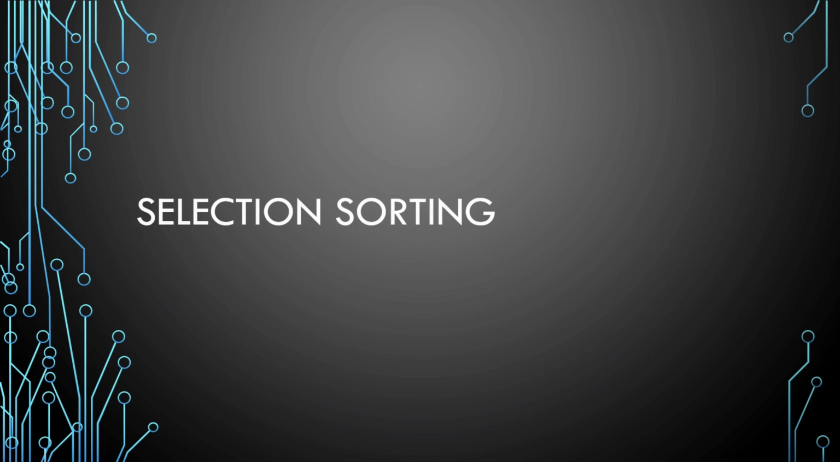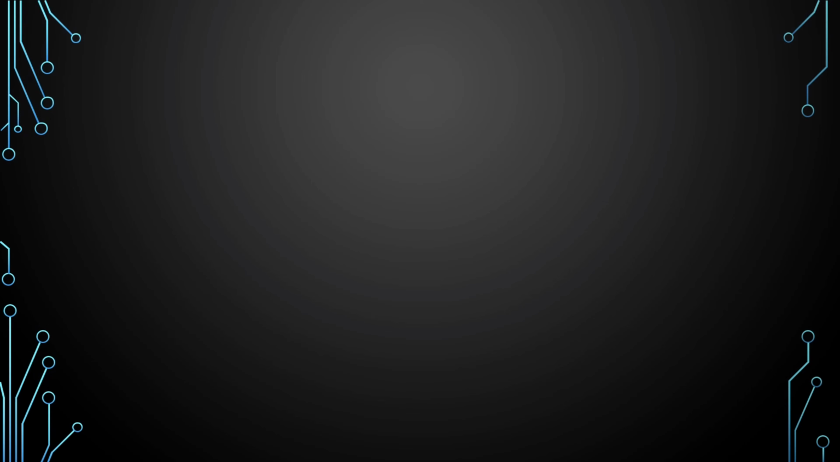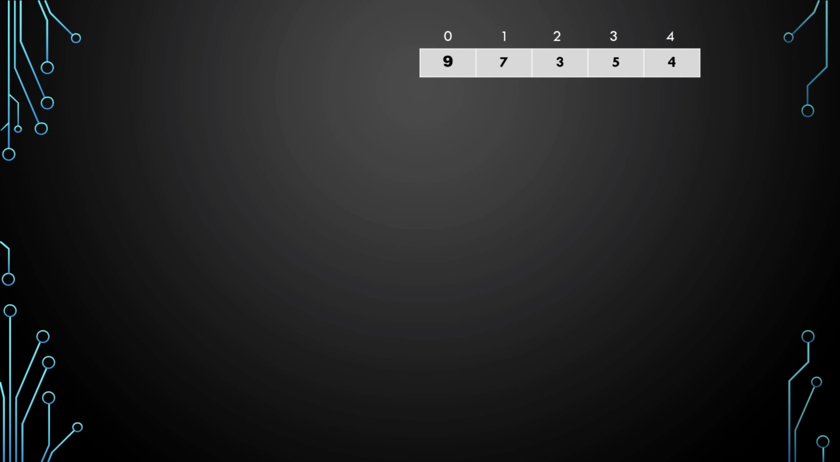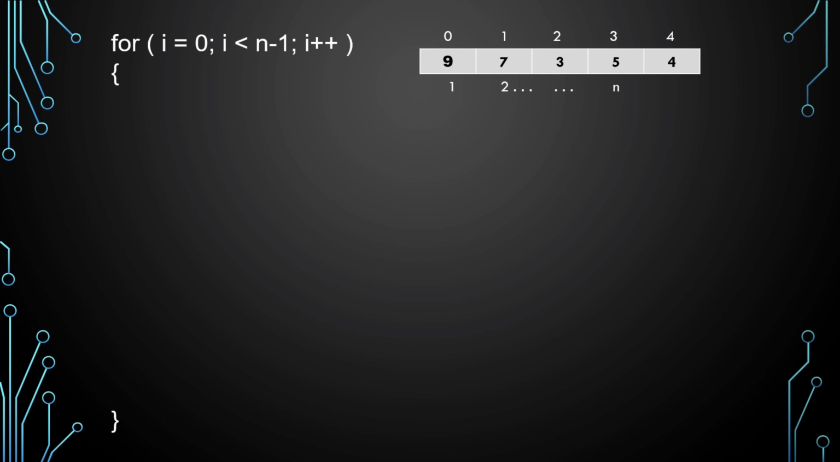Now let us understand the pseudocode of the selection sorting algorithm in C language. To understand the pseudocode, let's take an exemplar array of size 5 with indexes 0 to 4 and values 9, 7, 3, 5 and 4 respectively. Coming to the pseudocode, we have a for loop that repeats n-1 times. In this case, n is 5, so it repeats 4 times.